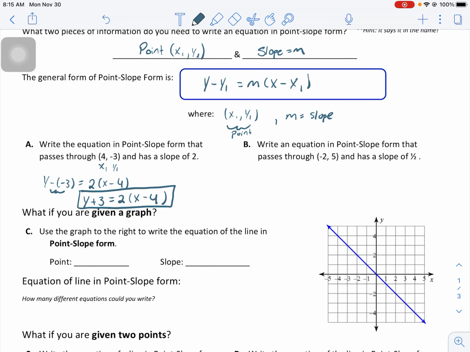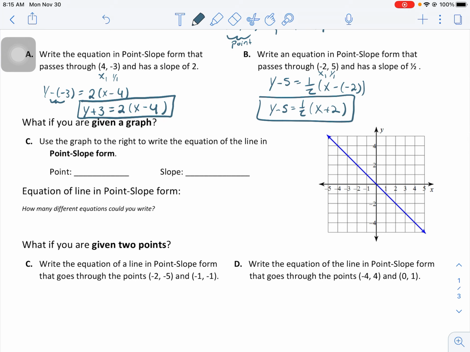Alright, the next one says write an equation in point-slope form that passes through (-2, 5) and has a slope of 1/2. So same idea. We're going to go y minus y1, which y1 is 5, is equal to the slope, 1/2, times x minus x1, which is negative 2. Again, we're going to simplify this. So y minus 5 is equal to 1/2 times x plus 2, and then we're good right there.